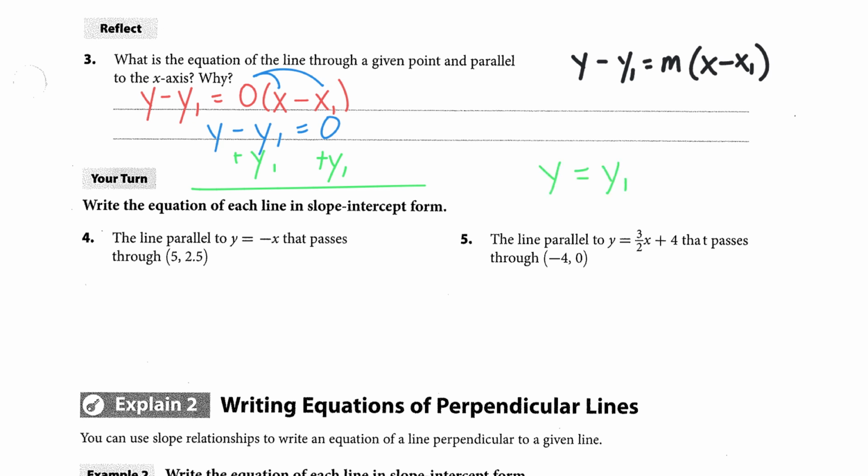So whatever that point is, let's say the point was -2, 15. To turn that into an equation that's parallel to the x-axis, we would just have y equals 15 because that's the y1 value.